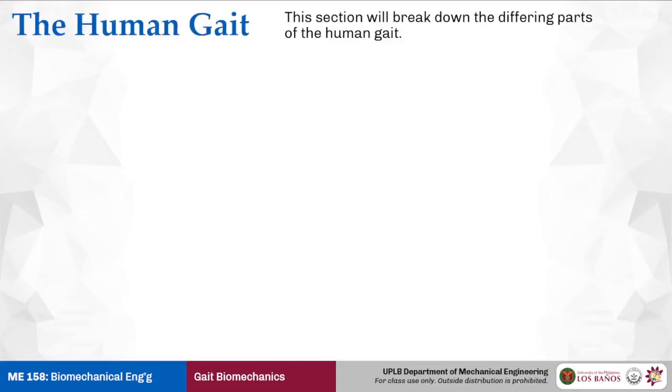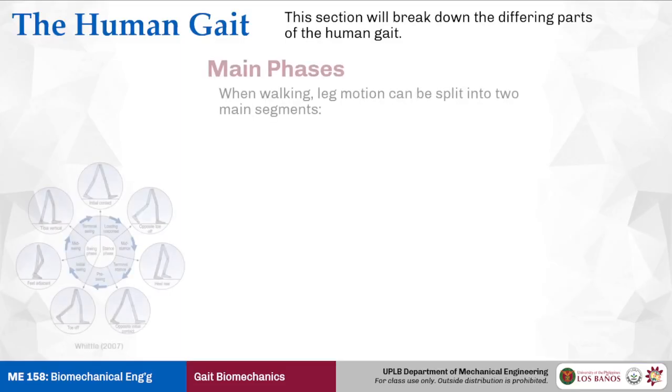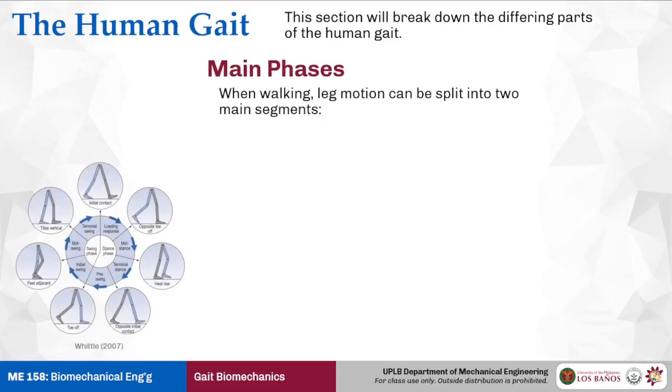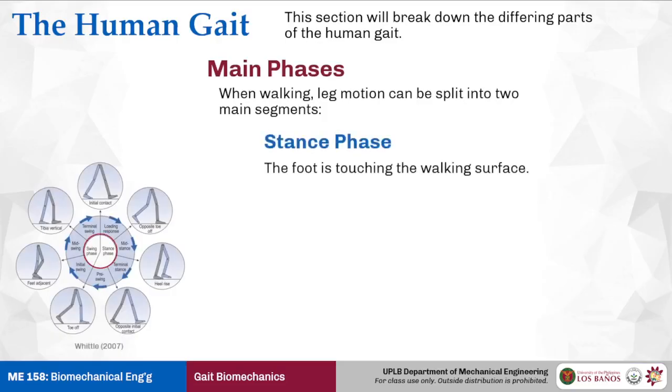So the human walking gait is kind of broken down into seven stages. And these seven stages are broken down in two main phases. The first is the phase where the foot is still on the surface or on the floor. So this is the stance phase. So the stance phase begins when your foot makes contact with the floor. So like you move your leg up, and then the moment you touch the floor with your heel or your toe, that is the start of the stance phase.